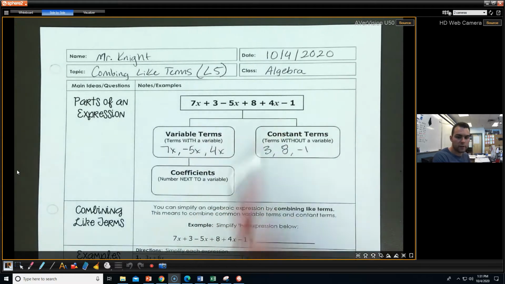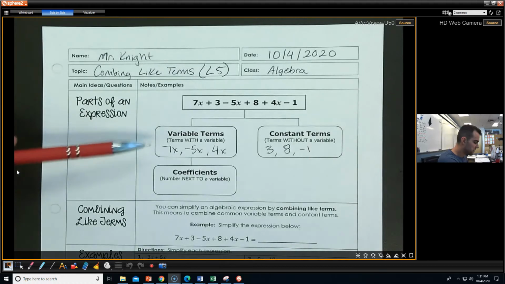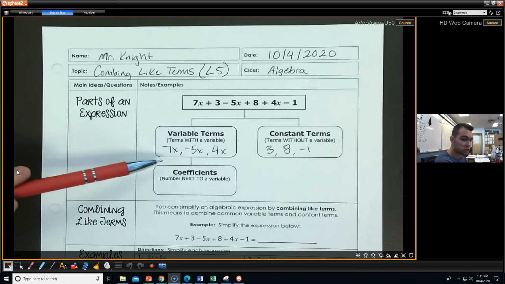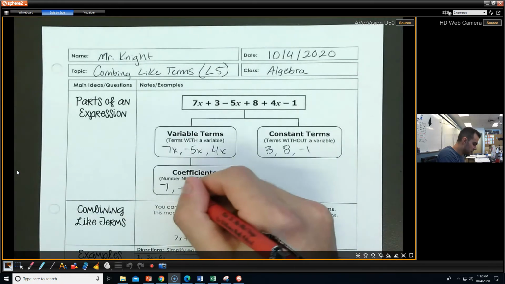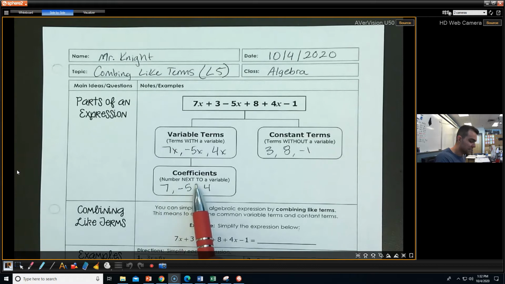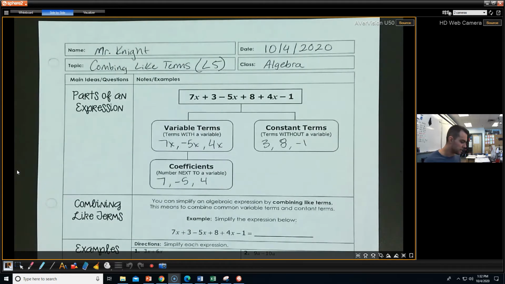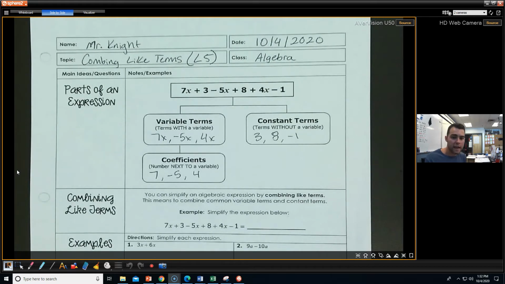Now, the next thing that we want to talk about is this thing called a coefficient. Coefficients are just the numbers that are in front of your variables. So they only happen with these variable terms. So, for example, the coefficient of 7x would just be 7. Coefficient of negative 5x would just be negative 5, and it would also be the 4. So the coefficient is just the number next to the variable. And we can also combine terms that are alike. If they have the same variables and they have the same exponents, those are technically like terms.